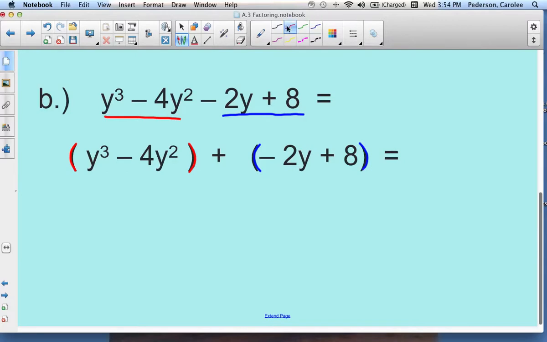Now we're going to take out the GCF of the first group. So in the red, I'm going to take out a y squared. So I'm dividing both terms by y squared. So y cubed divided by y squared is y. Negative 4y squared divided by y squared is negative 4.